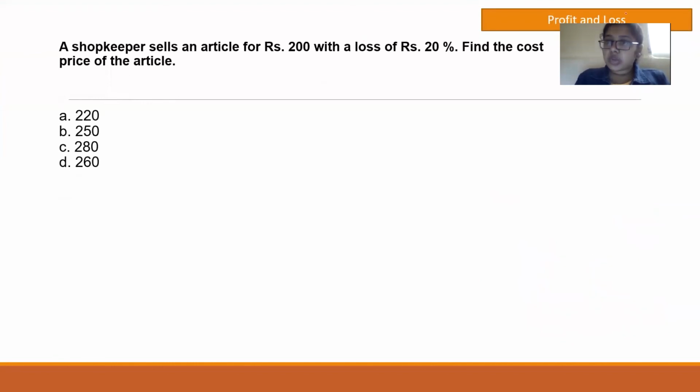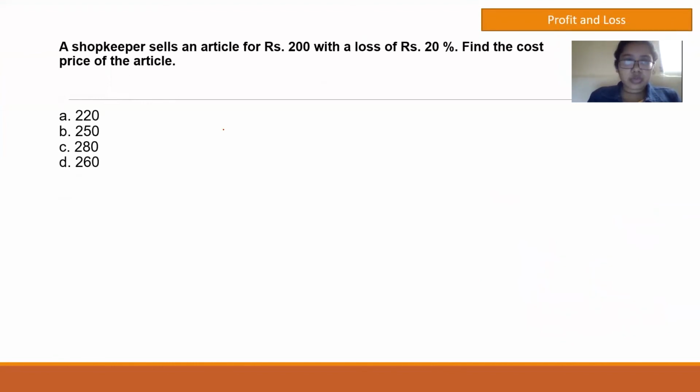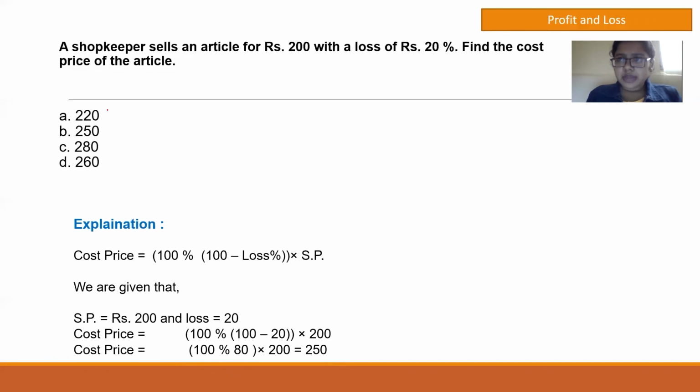This is a question based on profit and loss. The question is: a shopkeeper sells an article for rupees 200 with a loss of 20%. Find the cost price. And over here, we have the options. From the question itself, you can derive that we have to find the cost price. We require the formula for solving such types of questions. We have studied all these formulas in our previous classes. We just need to revise them so that we can solve questions of this type in the examination.